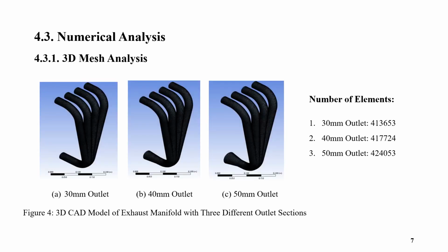As for the numerical analysis, before setting up the boundary conditions, we need to put these models into a mesh generator, which has meshed them as fine as possible, and the number of elements is shown on the right side of the slide.